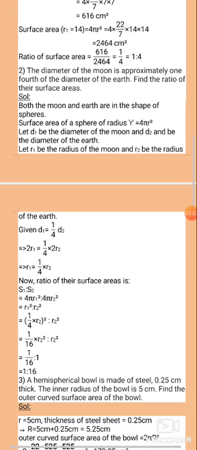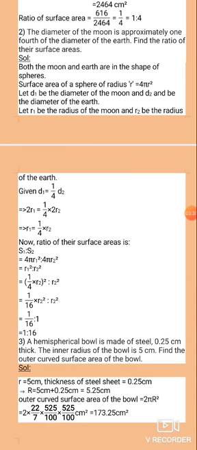Now the third question. A hemispherical bowl is made of steel 0.25 centimeter thick. The inner radius of the bowl is 5 centimeter. Find the outer curved surface area of the bowl. So the inner radius r is 5 centimeter and the thickness is 0.25. So the outer radius, capital R, is what? 5 plus 0.25, which is equal to 5.25 centimeter.